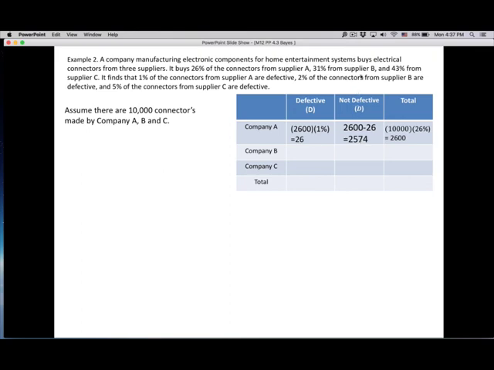Okay, now I want you guys to use this information. Try to fill out this table. Okay, check your work. And then after that, find out the total number of connectors that are defective. So add it up here, column 1. And then add it up here, find out the total number of connectors that are not defective. Okay, double check, add it up, the total has to be equal to 10,000. Or here also, the total has to be equal to 10,000.